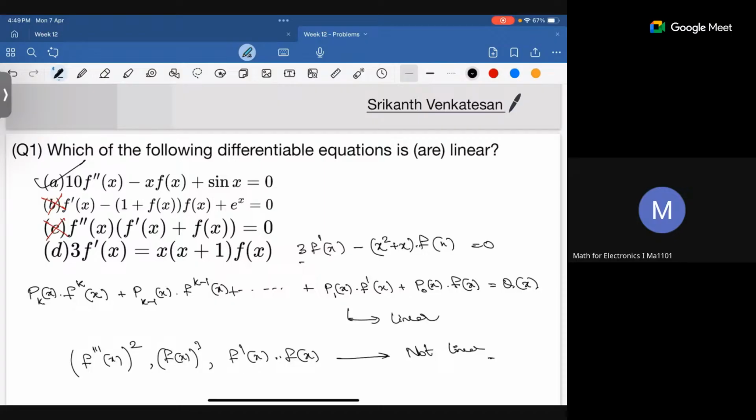Or simply you see this. The power of f prime of x is 1. Power of f of x is also 1. Therefore, it will be linear. Okay, so this is linear. So options A and D are correct if the question is for linear, and B and C are wrong. If they are asked which of the following differential equations are not linear, then it would have been options B and C. Okay, so just look at what they are asking for.